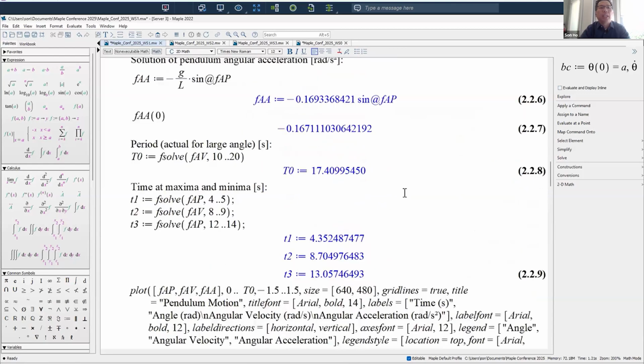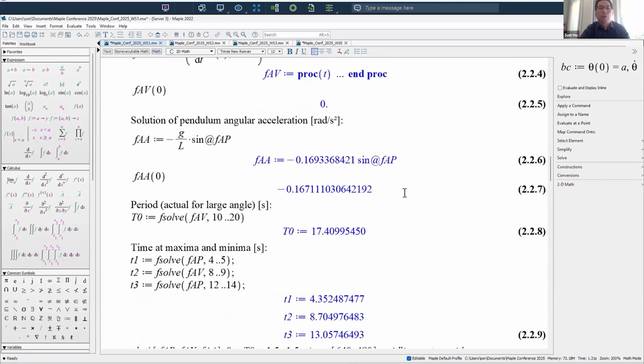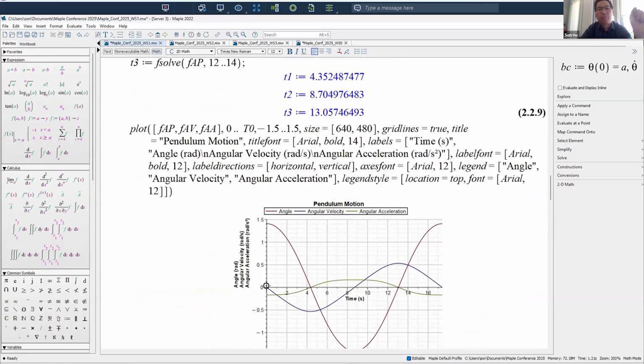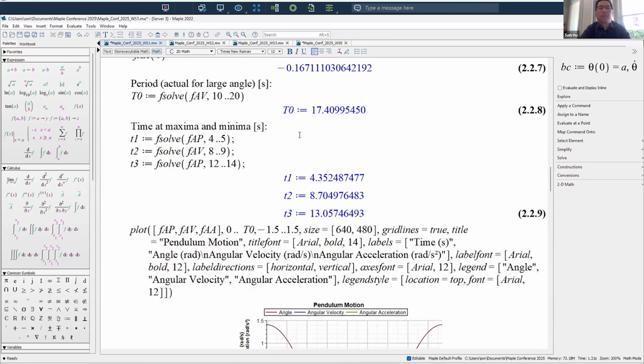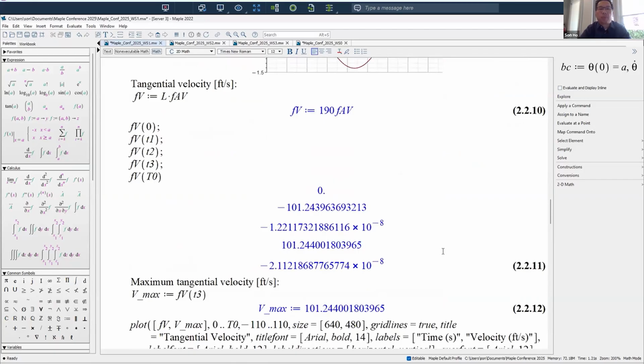And the other way we can verify that is we find the point right here. A period is from here to here, and velocity equal to 0 means that angle is maximum or minimum. So 1 point, 2 point, 3 point, and I use fsolve to find the 0 point right there, and the distance from this point to this point is actually 17.4 seconds.